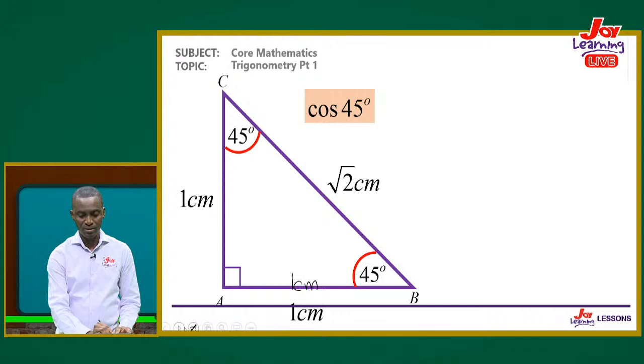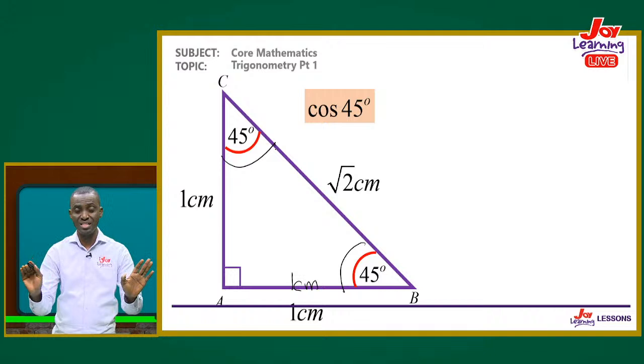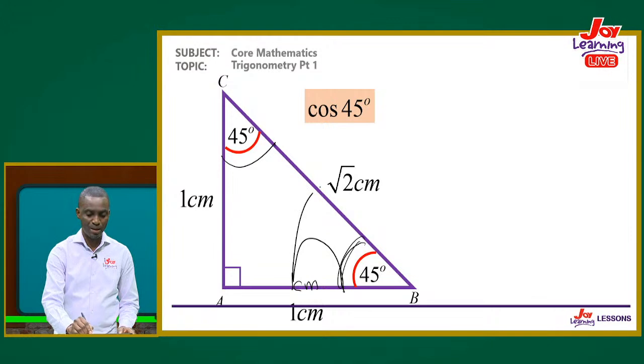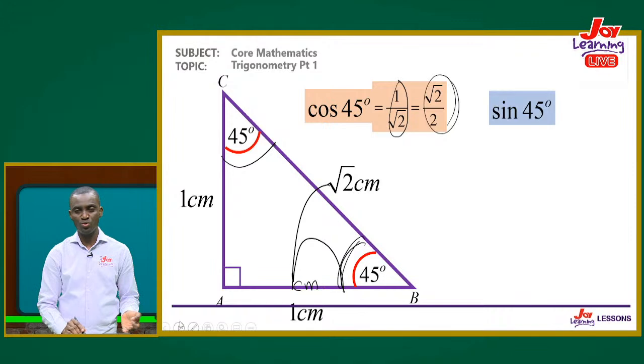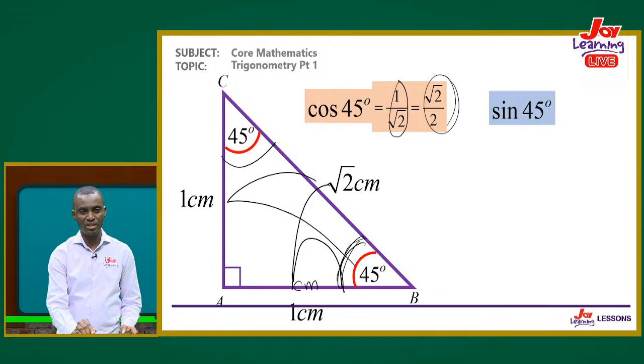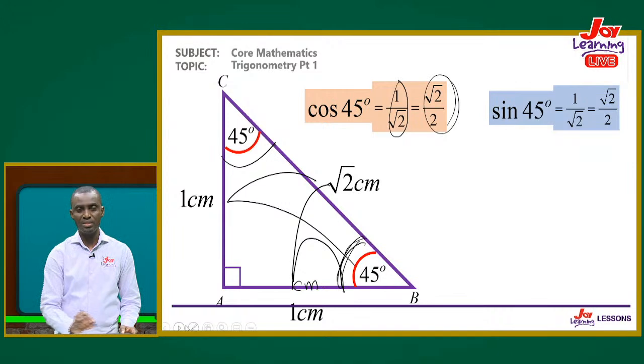So what is cos 45? Whether the reference is to this angle or that, it will give you the same answer. If I use this one, cos means adjacent over the hypotenuse. Adjacent is 1, hypotenuse is root 2. When I rationalize this, I get root 2 over 2, and that becomes the answer. If I do the same thing for sine 45, that means opposite of the angle over the hypotenuse, and again I will get the same answer as cos 45.